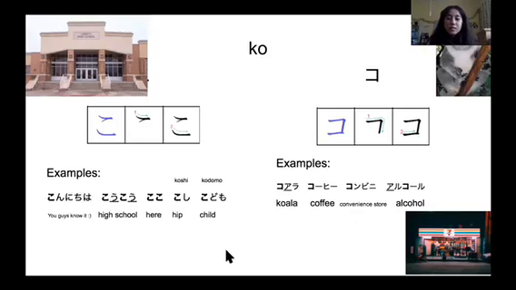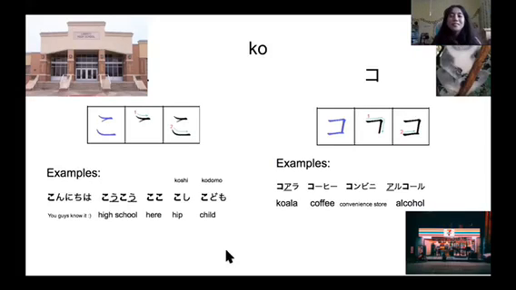And then for our last hiragana and katakana, we have ko. This one is only 2 strokes. Make sure you put that little click at the end for the first stroke. And then we learned this one last week in phrases as well, which is konnichiwa, which means hello.